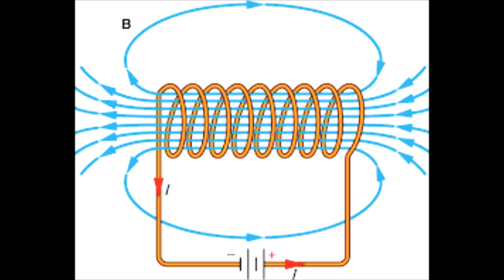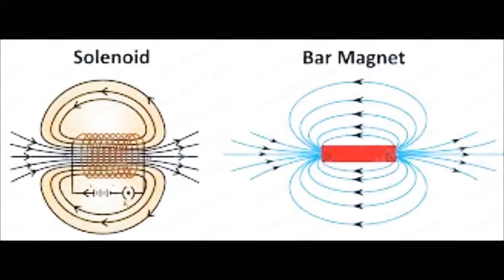Now look at the fields of this solenoid and the fields of the bar magnet. Aren't they the same? Yes, they are similar to each other. By this we say that a solenoid behaves as a bar magnet.